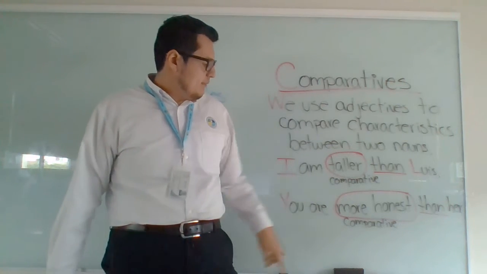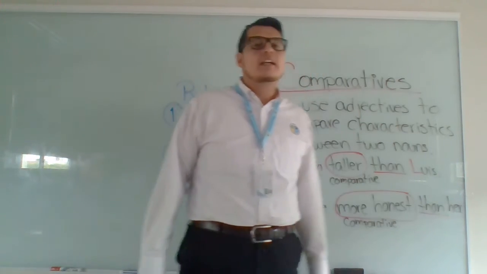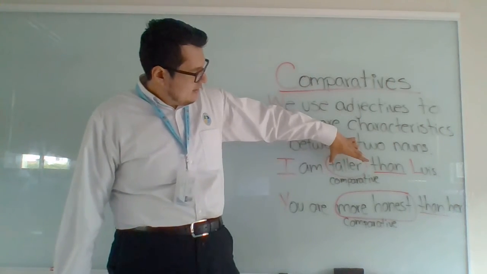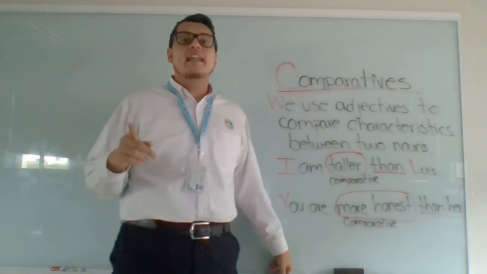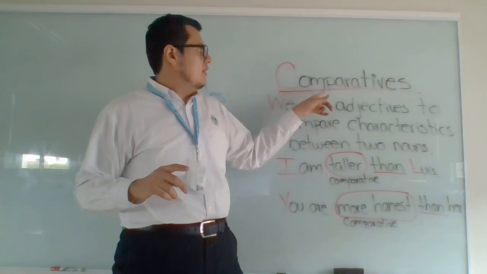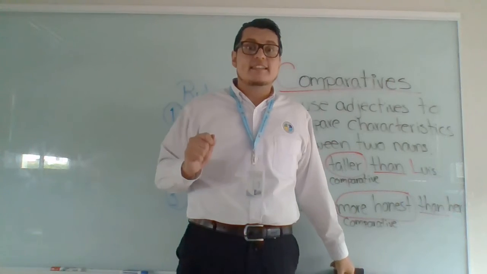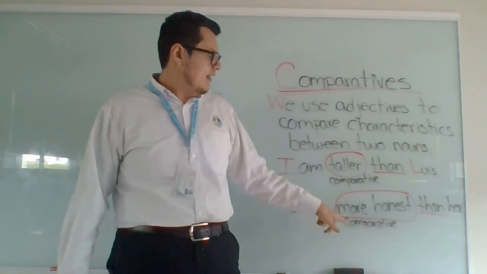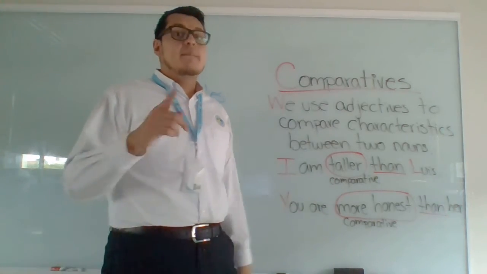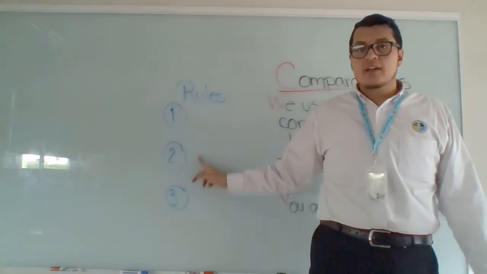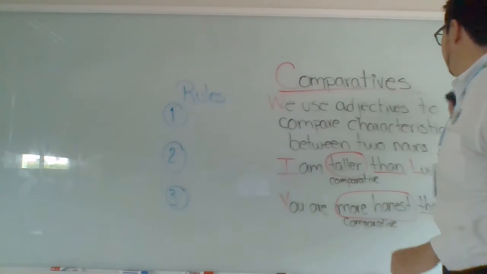We have another example here. You are more honest than her. So we have in red the comparatives taller, more honest. And it is very important that when we are using comparatives, we add than. The than is necessary. Okay, so ER and more. Why am I using two different forms? Because for the comparatives, we have three rules, and we are going to check those three rules now.